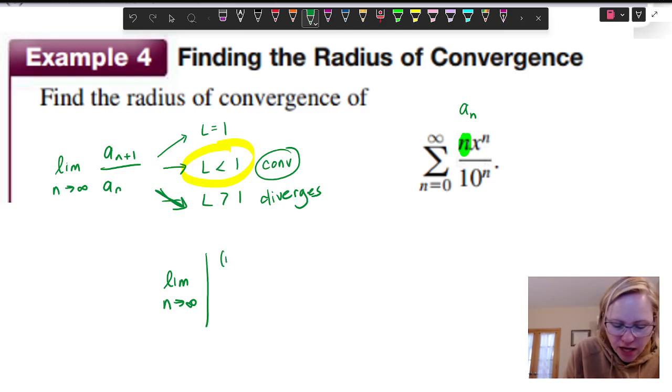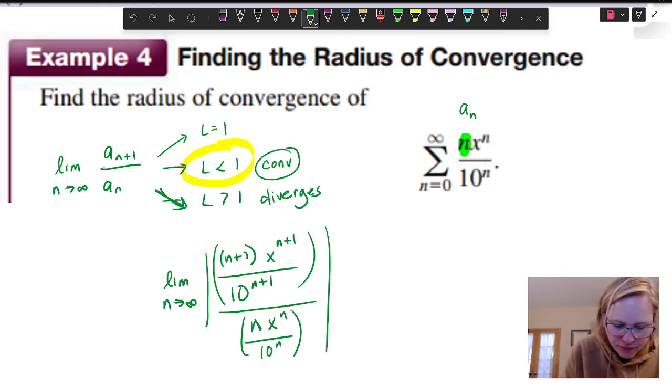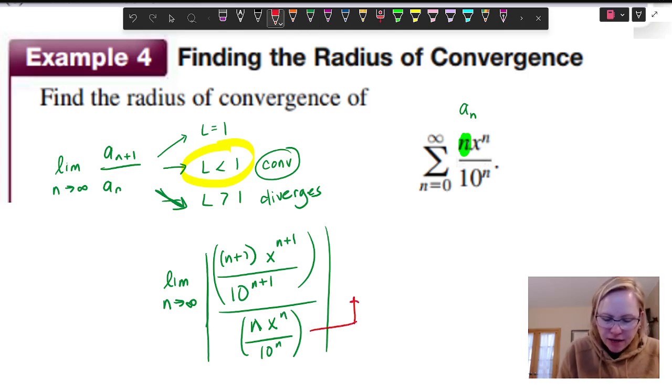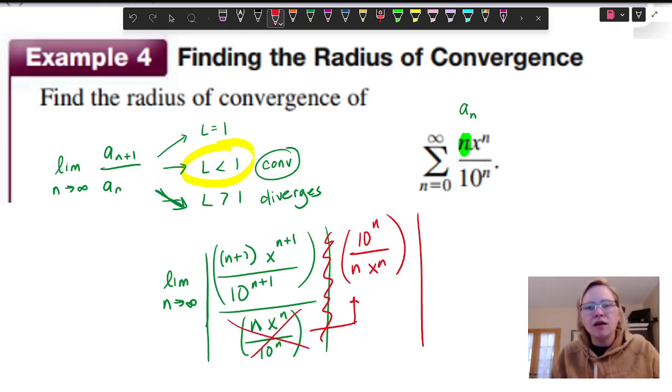So I'm going to have n plus 1, x to the n plus 1, and then 10 to the n plus 1, divided by the original nth term. Now, when I simplify this, I'm going to take that bottom fraction and flip it, multiply by that reciprocal. And so now I am ready to simplify.